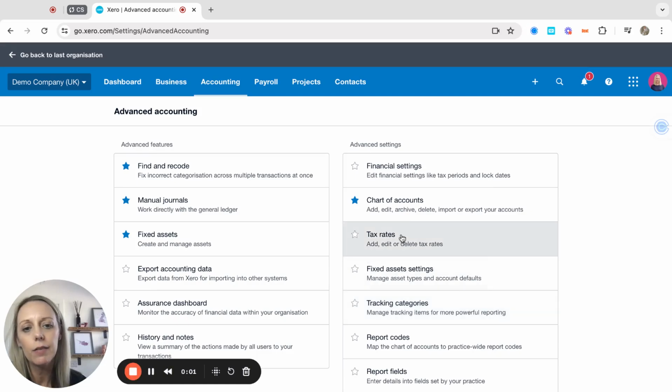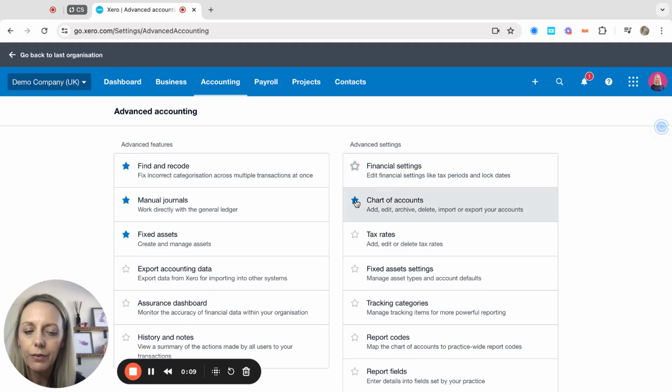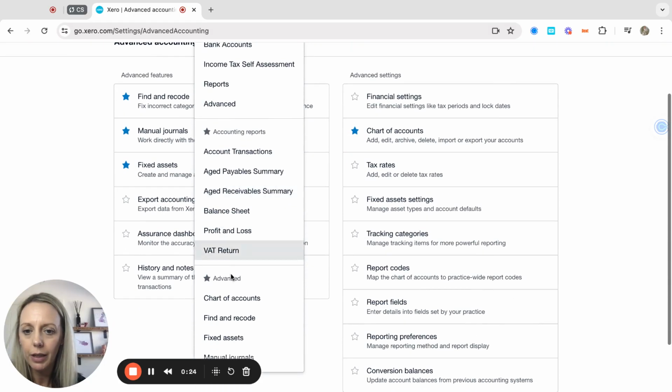So we're next going to cover the chart of accounts, but just quickly wanted to point out you've got these blue stars and these non-blue stars. So what this is, it's favoriting. So things that you need to access regularly. So definitely fixed assets is something you'll probably be accessing quite a bit. You want to make sure it's starred, blue starred, and then it will be in here.